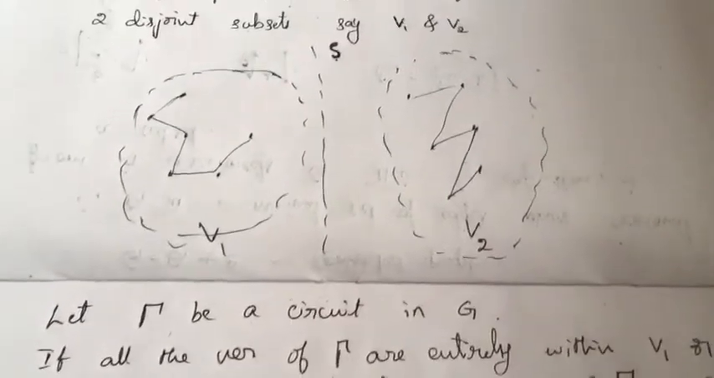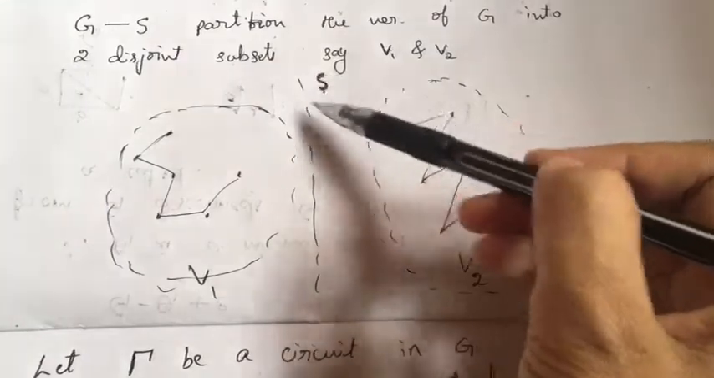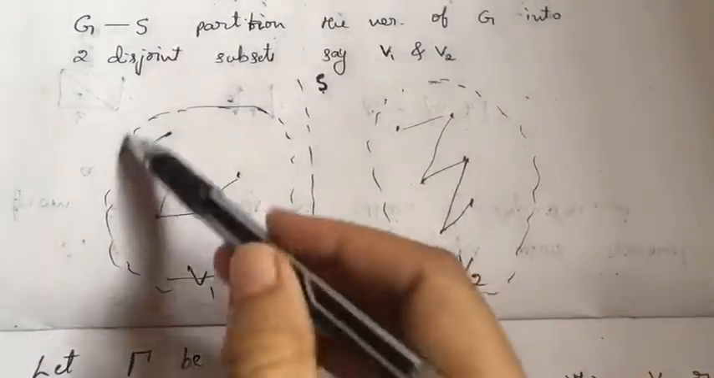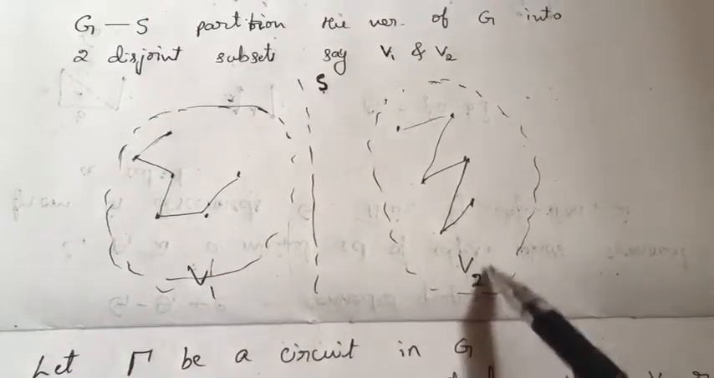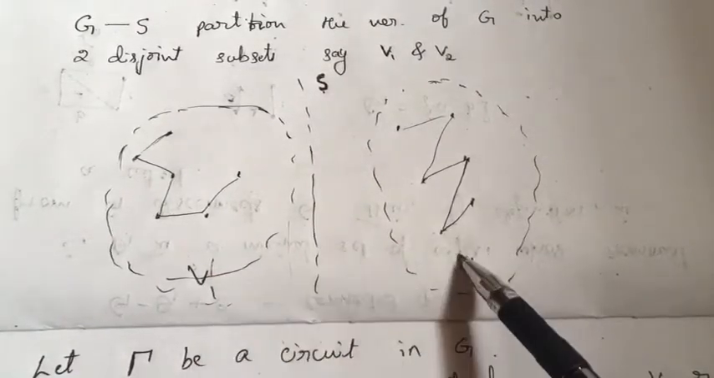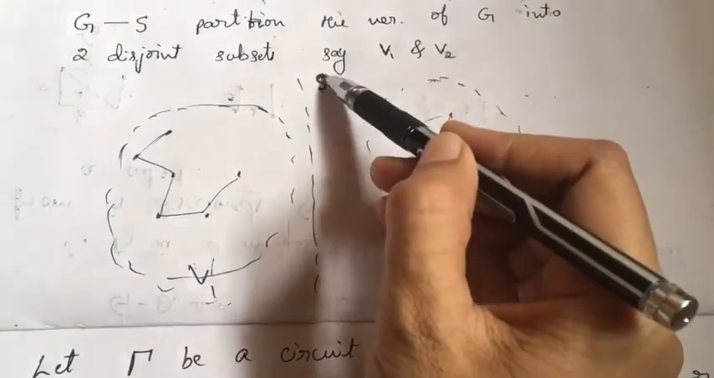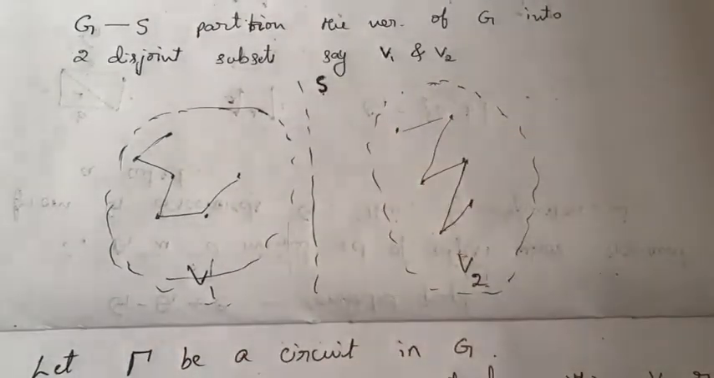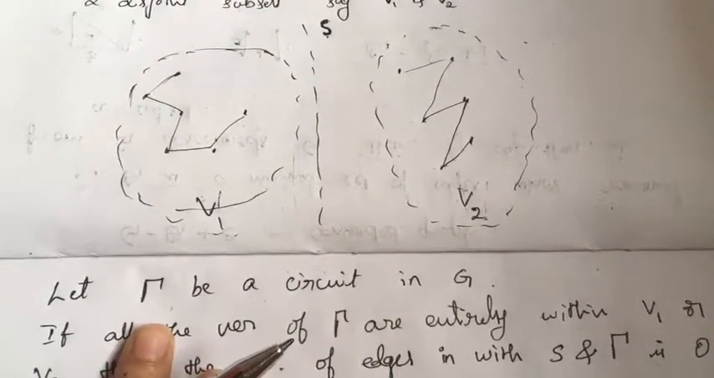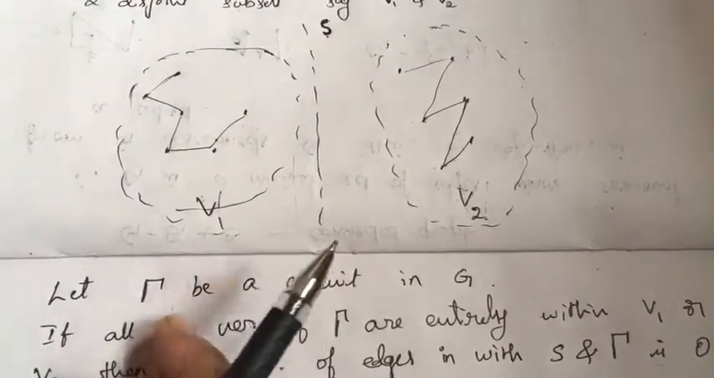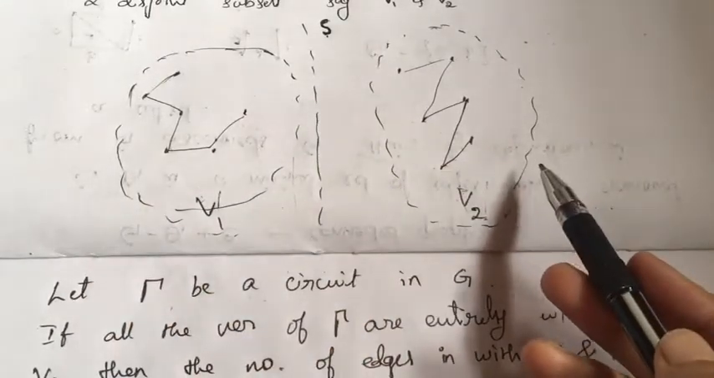I have a cut set S, which makes a partition like this for a graph G. The vertex sets are V1 and V2. These two are the subsets of vertices of G determined by the cut set S. Now I am taking a circuit gamma in G. It may have all its vertices in vertex set V1 or in V2.